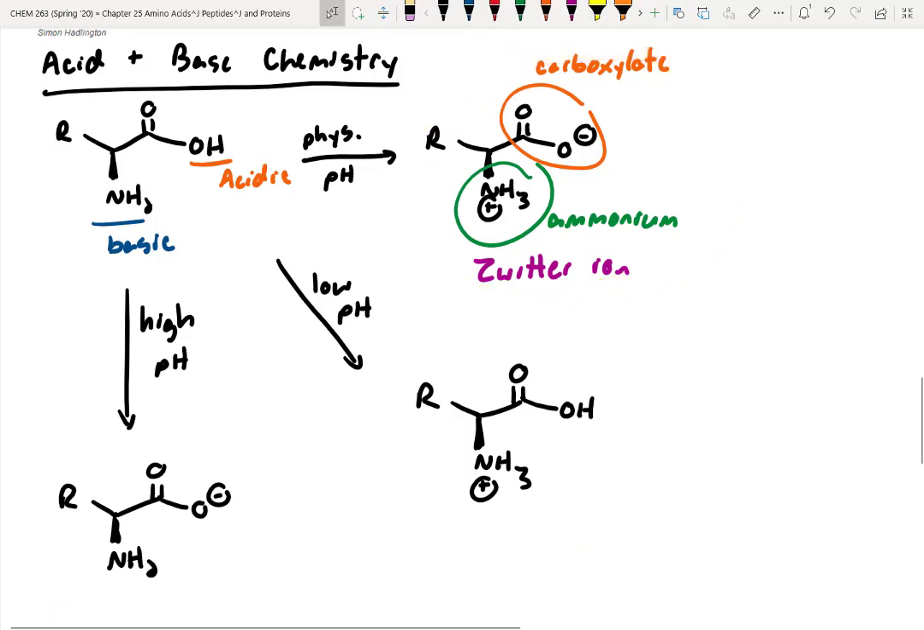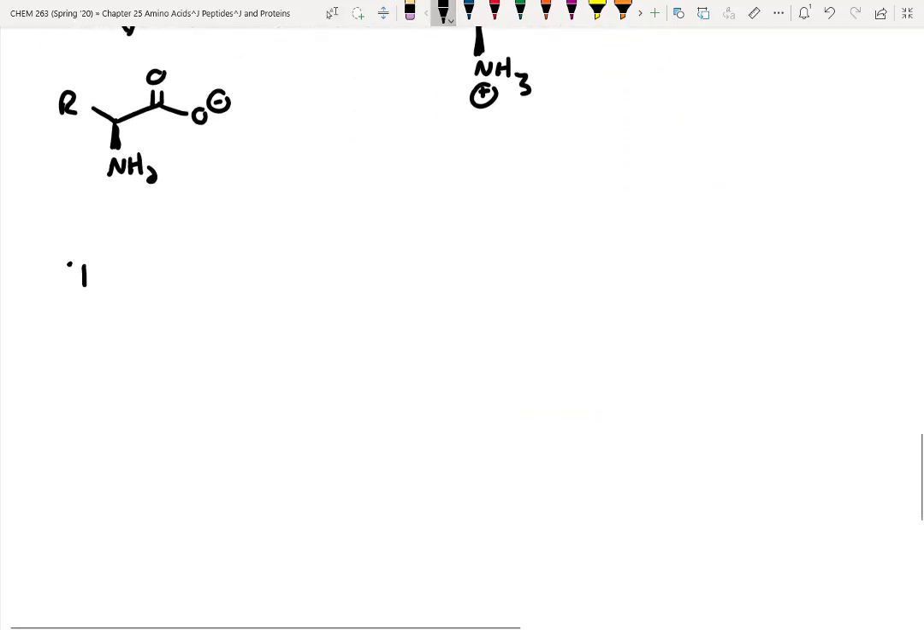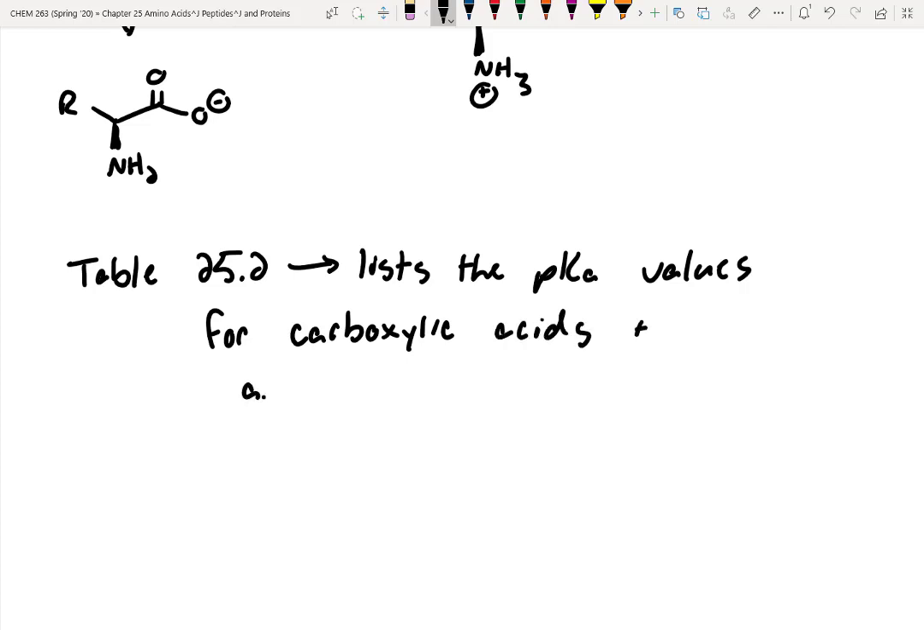All right, if you look in your textbook, there's actually a pretty good table that talks about this in more detail. This is table 25.2, I believe in most editions. And this table lists the pKa values for the various amino acids. It's a little bit confusing, but what it does is it lists the pKa values for the carboxylic acids and the ammonium ions.